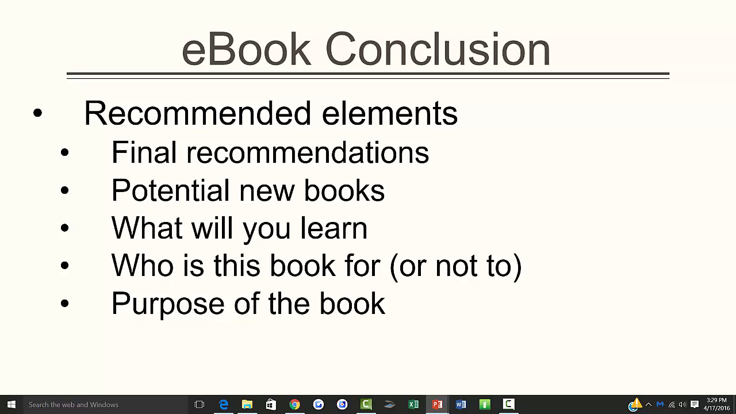And then finally, once you have completed all the different chapters, sections, and subsections, then we need to write the conclusion. For the conclusion, there are some recommended elements. Final recommendations, potential new books that you're coming out with. And this is a good place where if you have additional books or something new that you're working on, it will be the good place to mention it, because if people like your book, they probably will continue buying from you. Just like when you have your favorite author, they will keep buying from you.